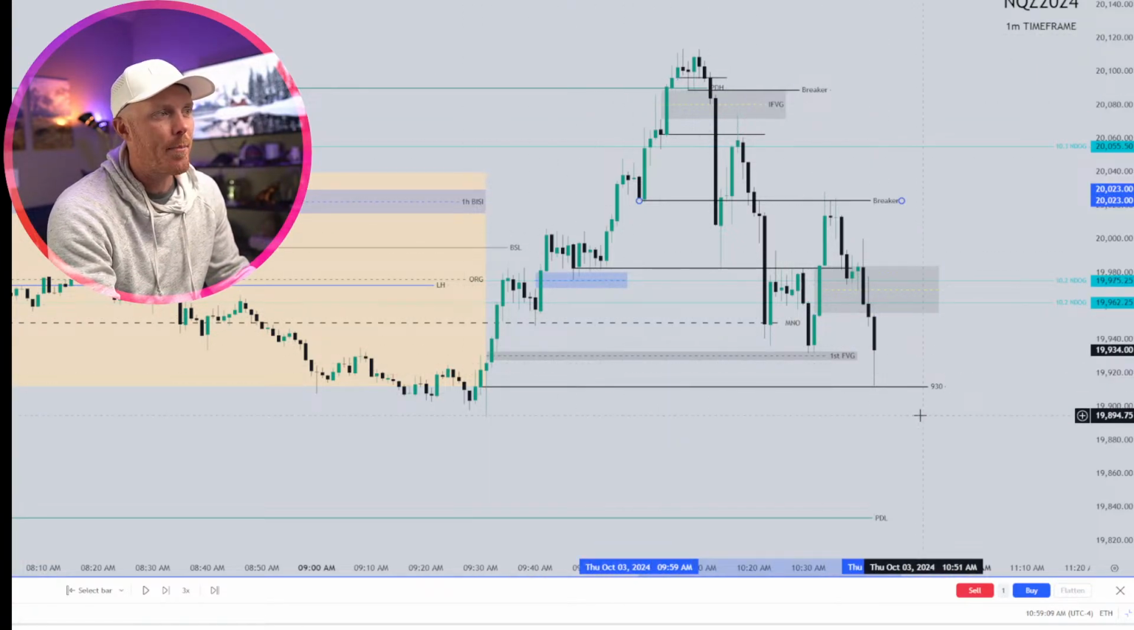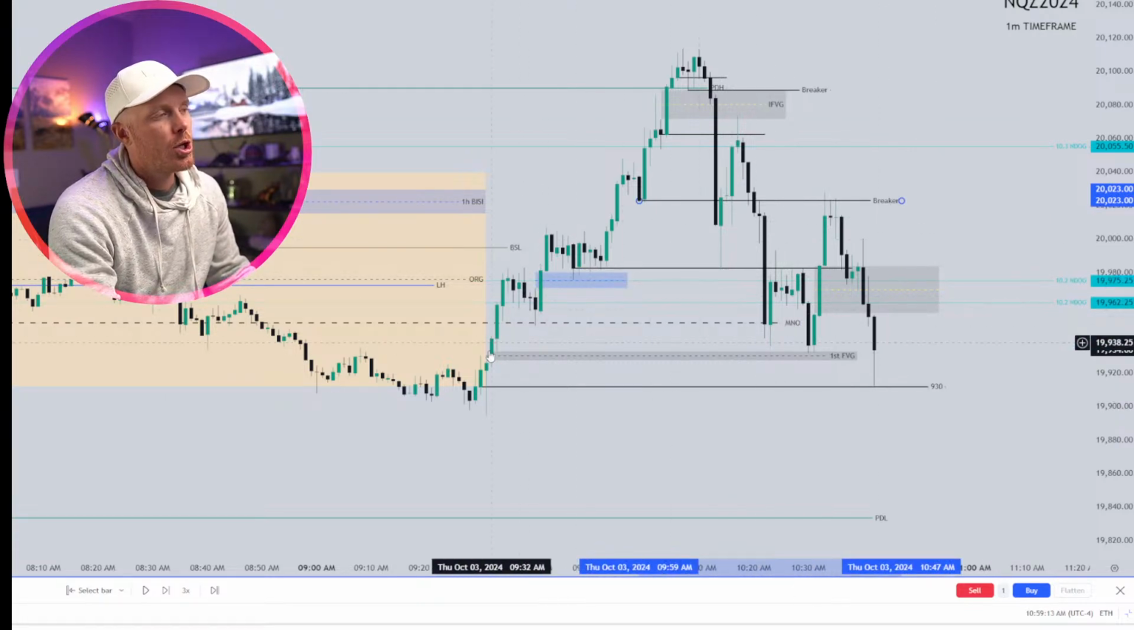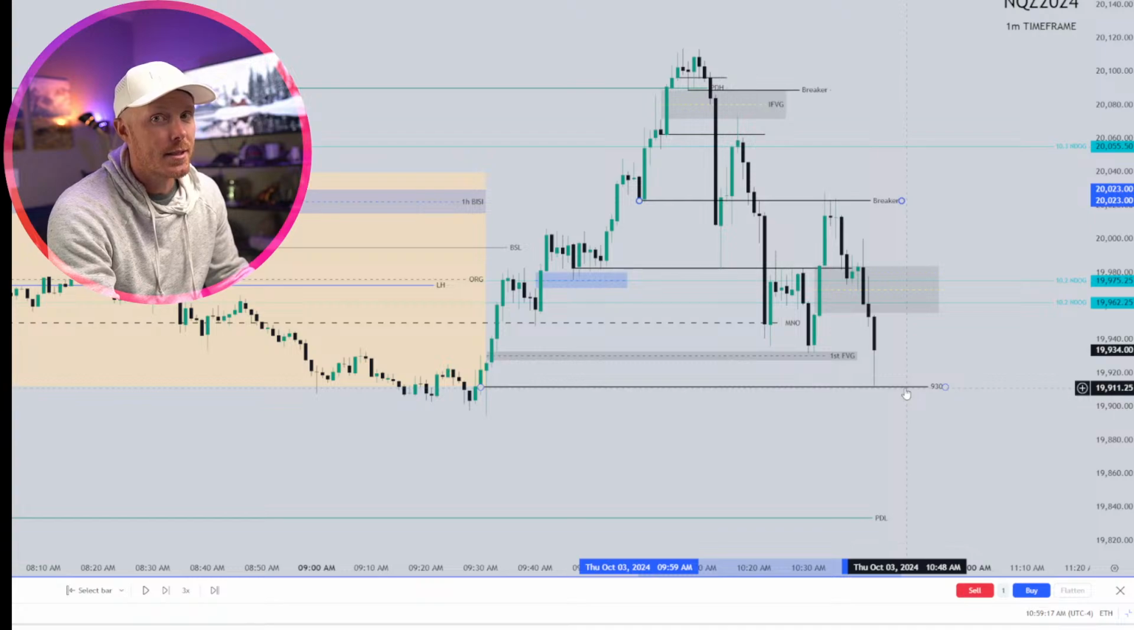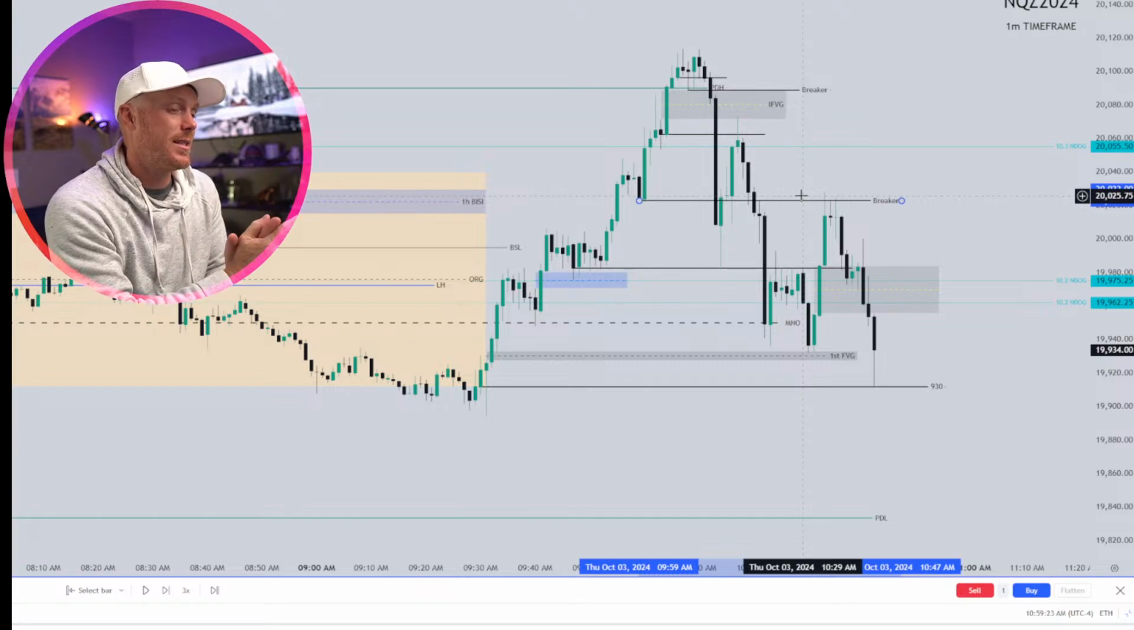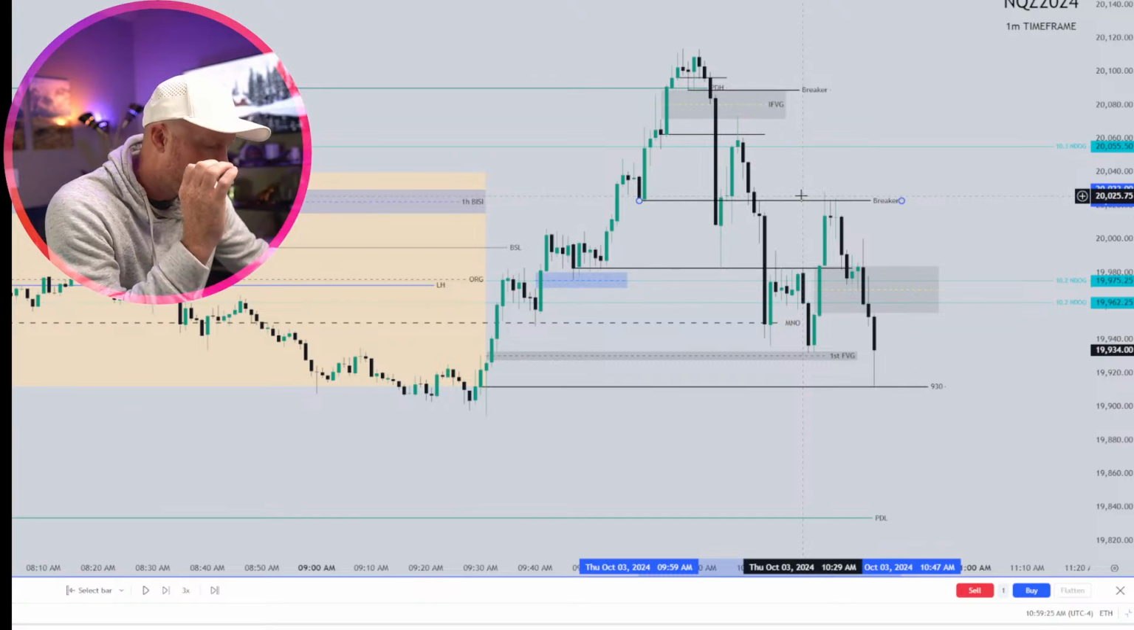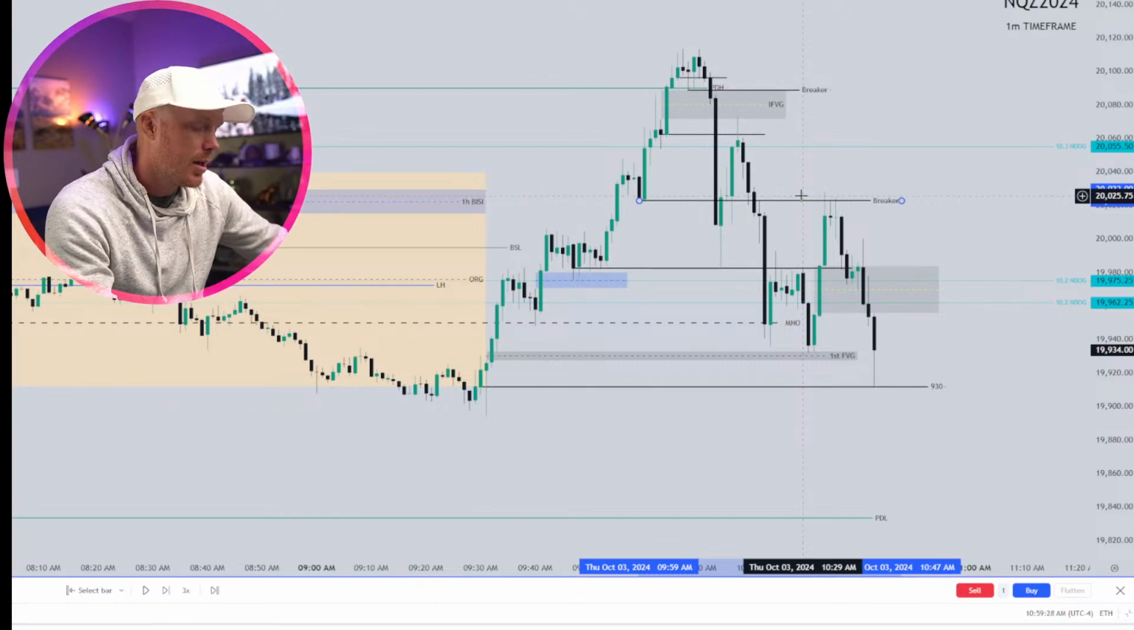Does this structure happen every day? This clearly, no. Do you see market maker sell models almost every day? Yes. They're just not always this perfect. This is so beautiful, so perfect in execution.